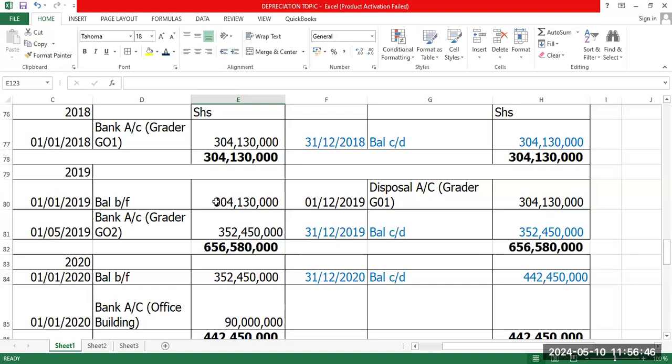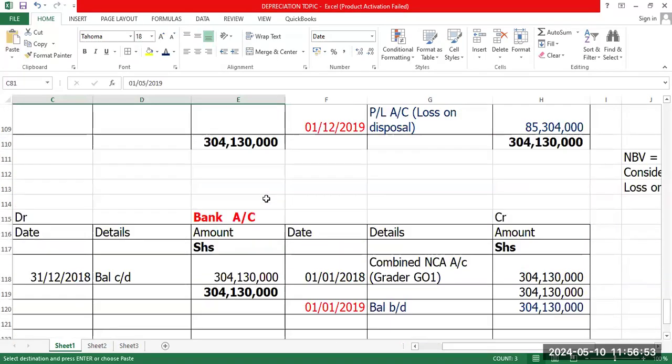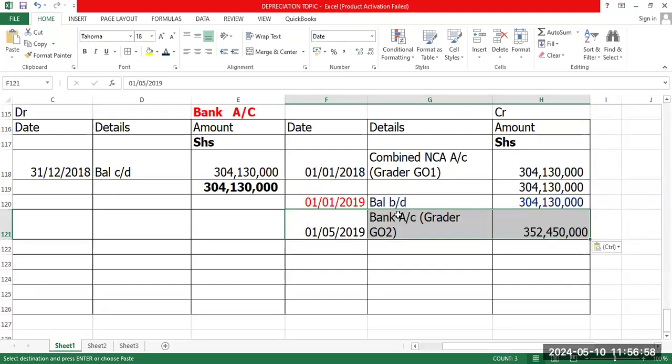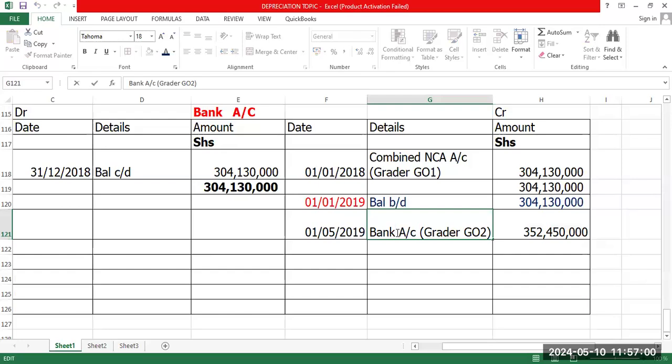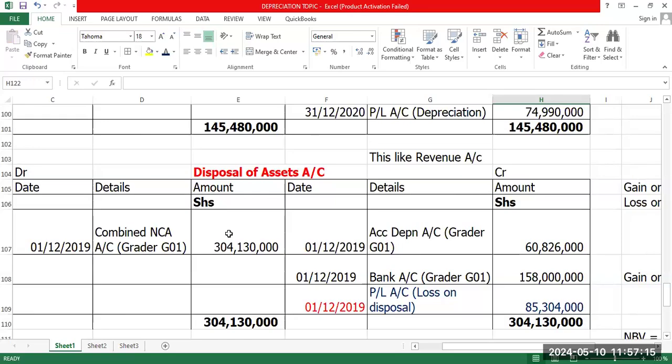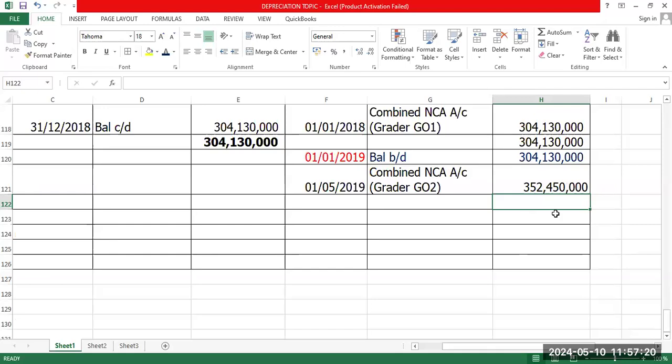In 2019, do we have a bank account? Yes. So we copy this, come here, you credit, but you remove this word and call it combined non-current asset account. Do we have any other asset that we acquired in this year? No. Do we have any other item we paid through check? No. Balance off.